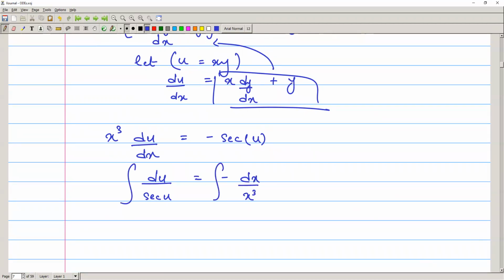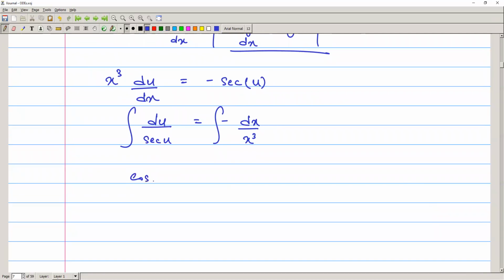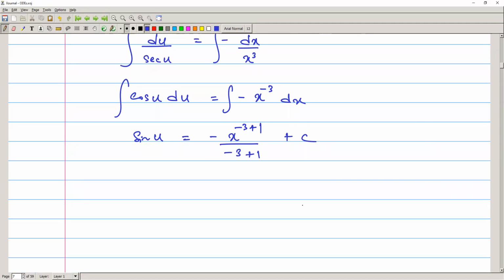And finally we can integrate this. So this is cosine u du is equal to negative x to the power negative 3 dx. So it's sine u is equal to negative x to the power negative 3 plus 1, over negative 3 plus 1, plus c. So now we can replace u with xy, and then this will be x to the power negative 2 over 2 plus c. So we can write it as sine xy is equal to 1 over 2x squared plus c.